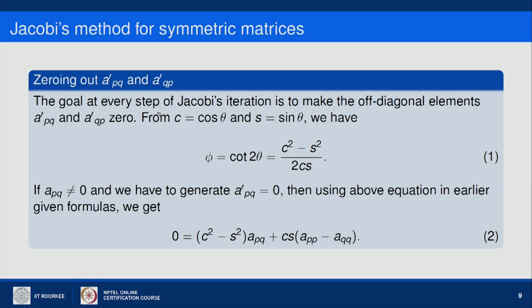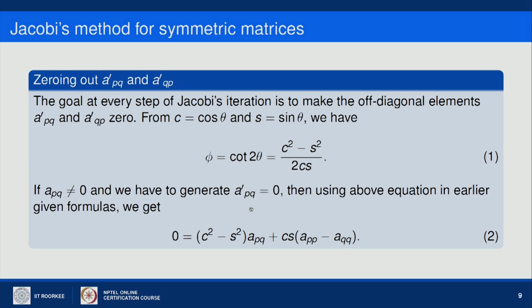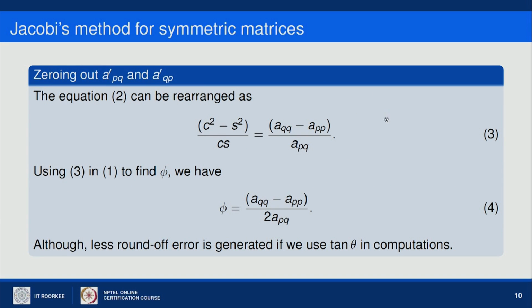Moreover, the goal at every step of the Jacobi iteration is to make the off-diagonal elements a dash PQ and a dash QP 0. So, from this we can have phi equals cos 2 theta, that is C square minus S square, so it will be cos 2 theta, and twice cos theta into sin theta is sin 2 theta. Now, from equations 1 and 2 I can write (C square minus S square) upon C S equals (a QQ minus a PP) upon a PQ. So, from here I can write phi equals (a QQ minus a PP) upon twice a PQ, which equals cot of 2 theta.